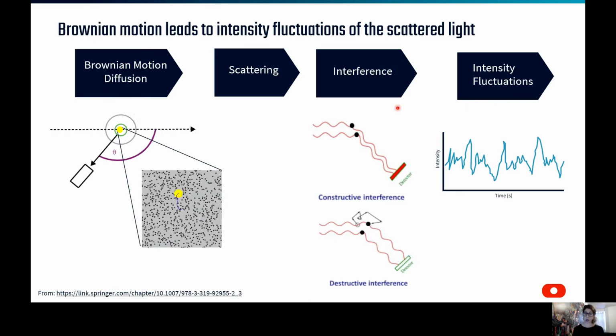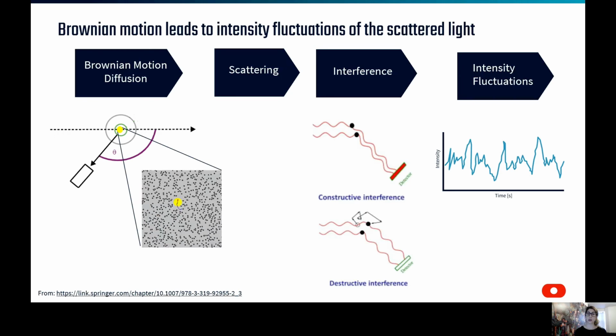DLS is an ensemble technique, meaning that the output from the acquired measurements is a superposition or an average of many particles. So the incident light is going to be focused on a small volume of sample through which the particles are going to diffuse. And each particle in this ensemble scatters light, and the sum of each particle's electric field vectors describes the strength and directionality of the electromagnetic wave.